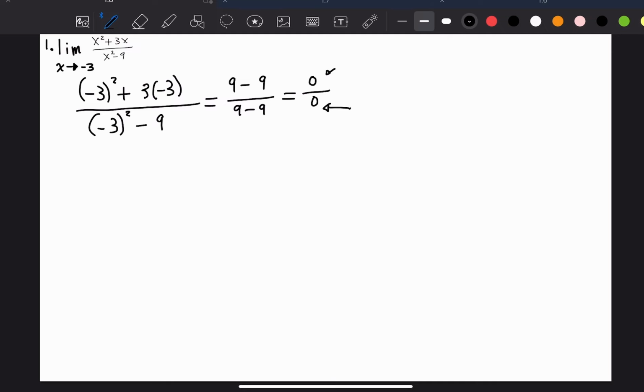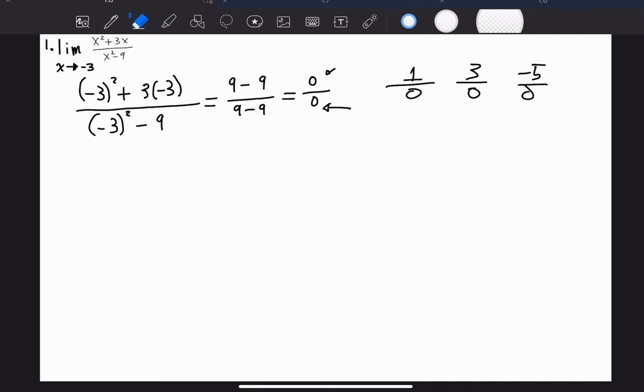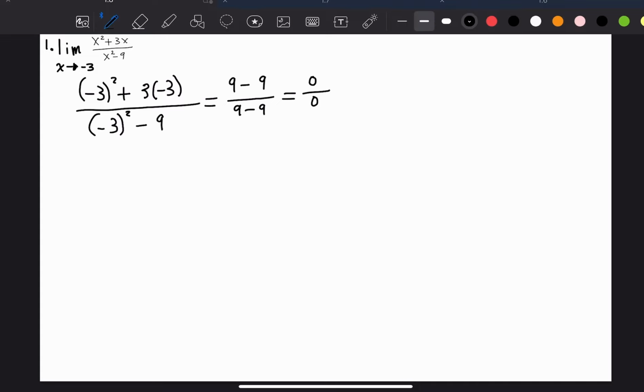For the previous limits, we need to have a number that is not 0. We can have 1 over 0, 3 over 0, -5 over 0, and we can solve them. But here it's different because what I'm getting here is 0 over 0.